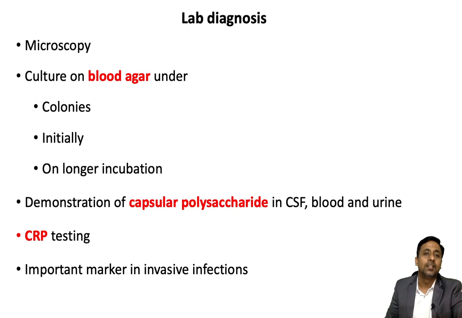Culture, we can isolate the organism. So culture should be done on which medium? It should be done on blood agar. As it is a fastidious organism, it should be done on blood agar under 5 to 10% carbon dioxide.